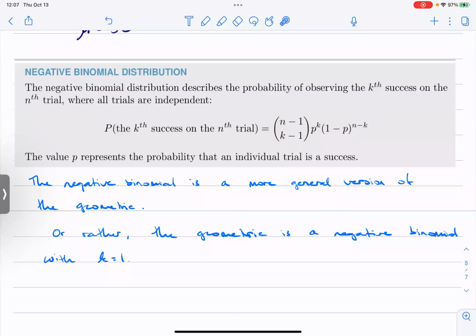So the probability that the kth success is on the nth trial, we've got this choose function, n minus 1 choose k minus 1, but then the p to the k and the q to the n minus k. That's familiar to us, right? That's the same as the binomial.